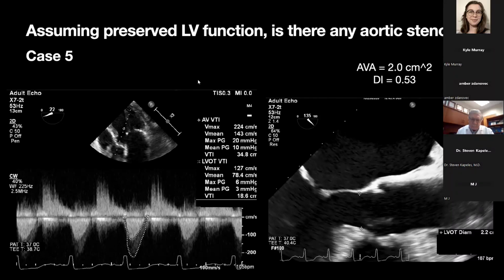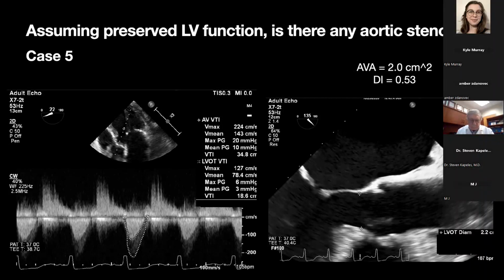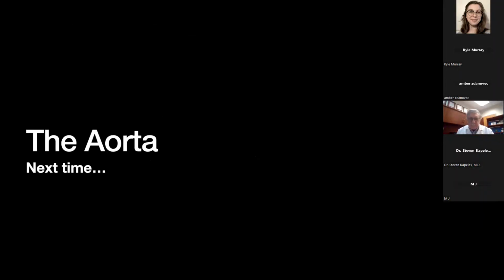So even though there was that turbulence, it's probably from just that washing machine effect because that valve's wide open. It's not due to any sort of stenosis. This patient had endocarditis of the mitral, the aortic, and the root. So that was it. Any questions for me?